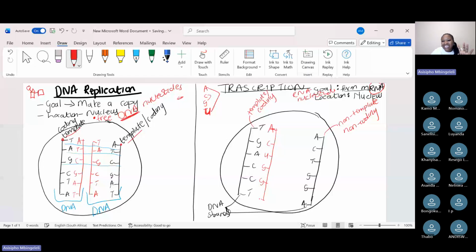But where does transcription end? Transcription ends as soon as the messenger RNA is formed and it leaves the nucleus. We are done with transcription, but not done with protein synthesis.